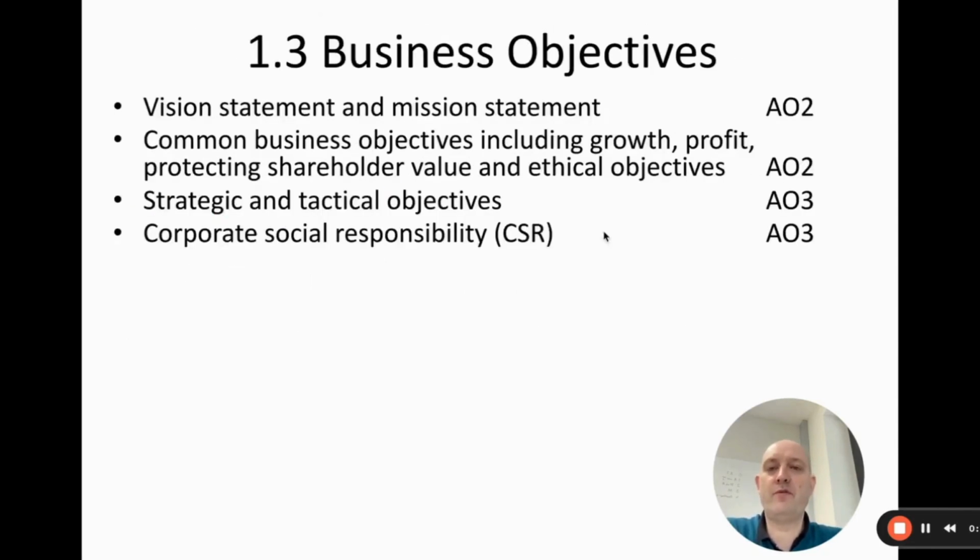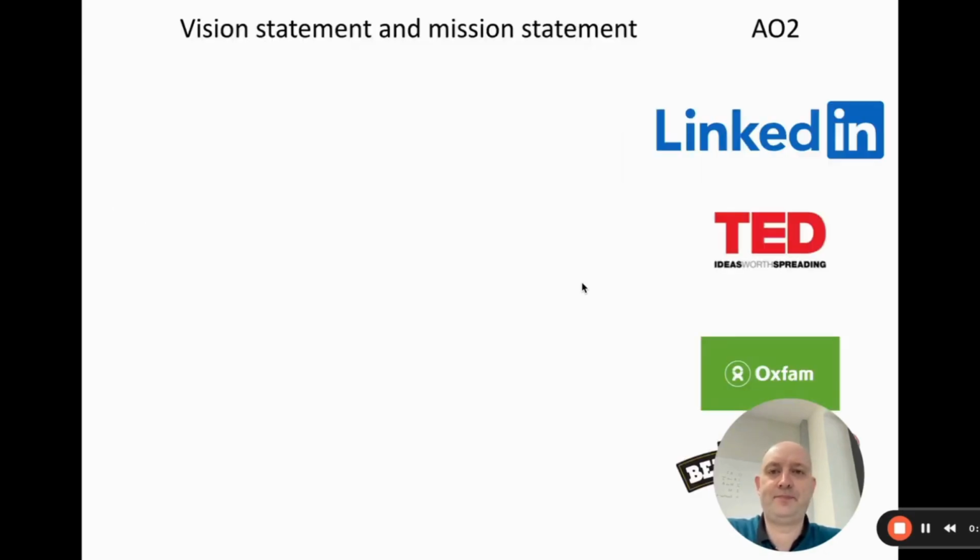Within 1.3 there are 4 learning objectives. In the first video we're going to do the first 3 learning objectives. The 4th one we're going to do corporate social responsibility, and this is all about how businesses set objectives, what they want to achieve and things like that. We're going to go into that during this video.